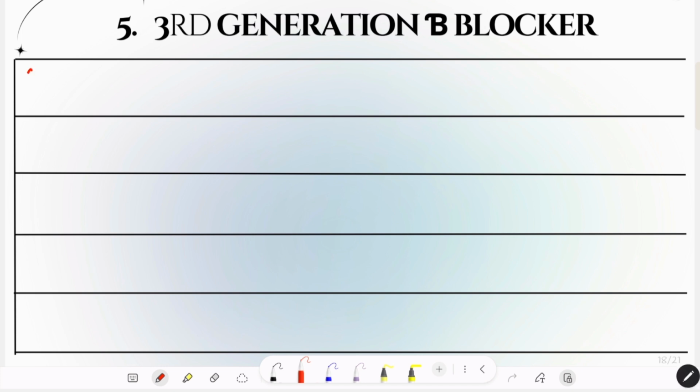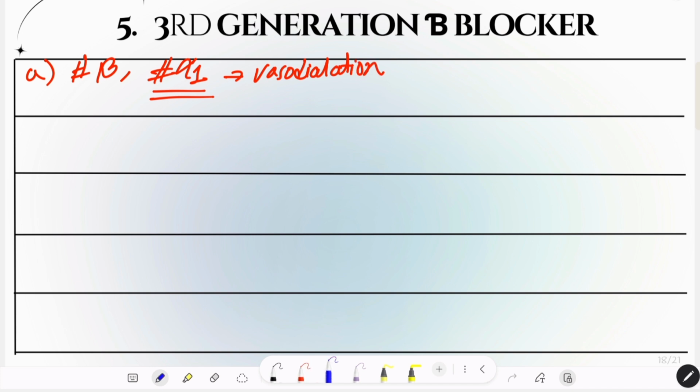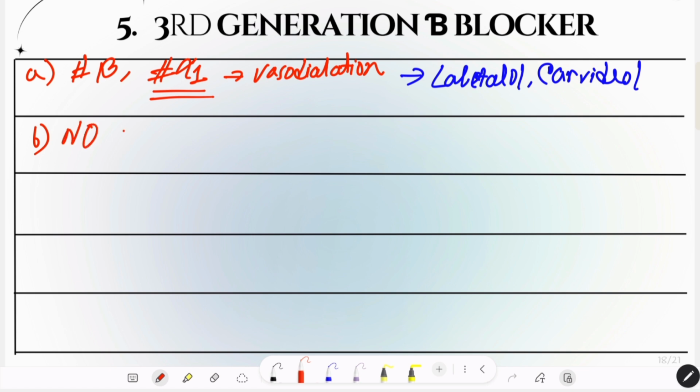The first group of drugs in third generation beta blocker blocks the beta receptor and additionally it blocks the alpha 1 receptor. And we know that if we block the alpha 1 receptor, that will lead to vasodilation. So these drugs block both beta receptor and alpha 1 receptor, and the drugs in this group are labetalol and carvedilol.